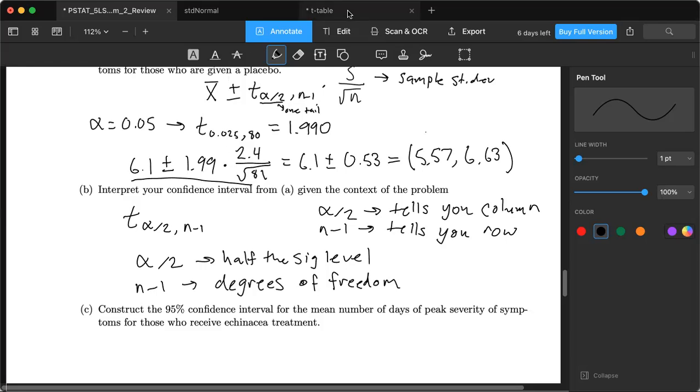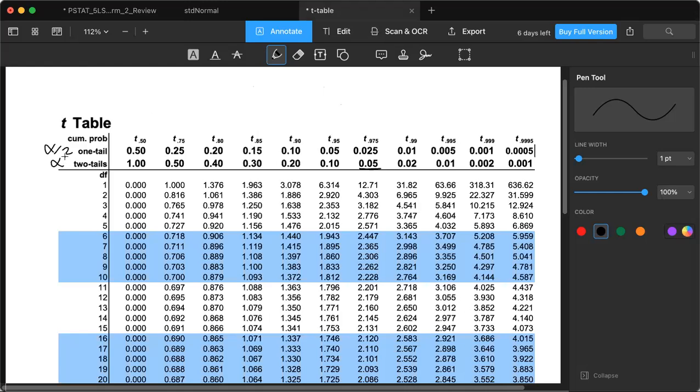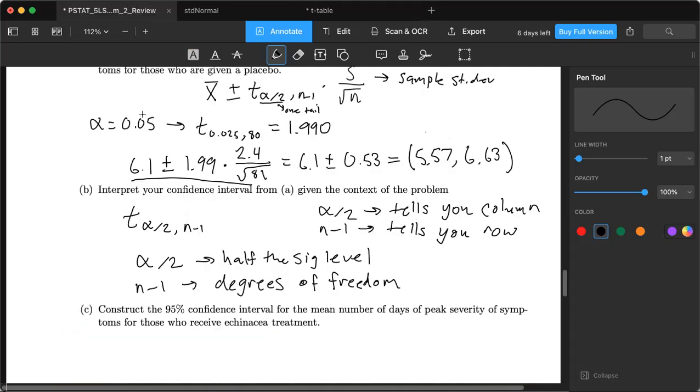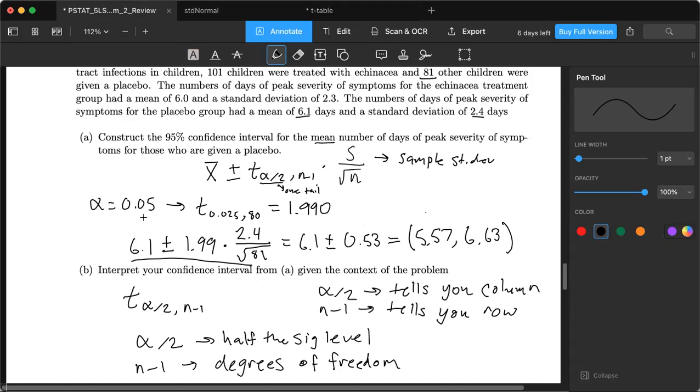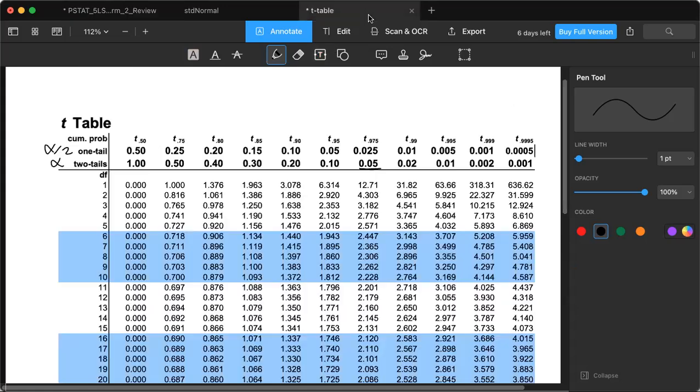Essentially, what you would just need to know for this exam is when I look at a t-table, alpha over 2 is the one-tail area, alpha is the two-tail area. So we're working with a 95% confidence level, which means that alpha is 0.05. So my two-tail area, which corresponds to alpha, is 0.05. So I could go to this column right here. This is my alpha. This would be my alpha over 2.